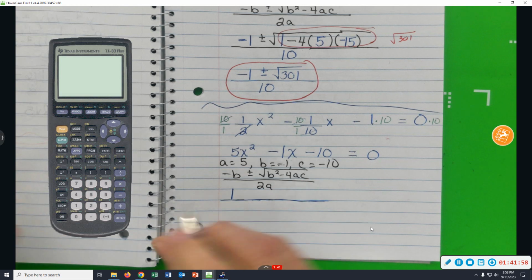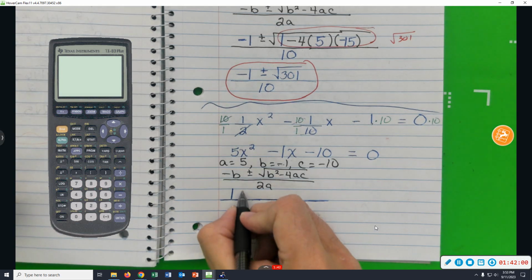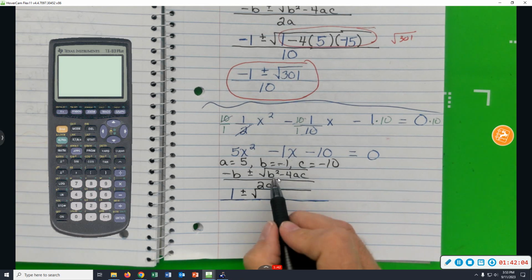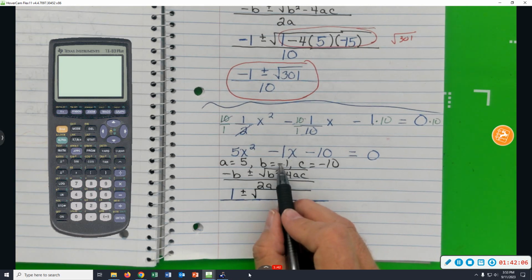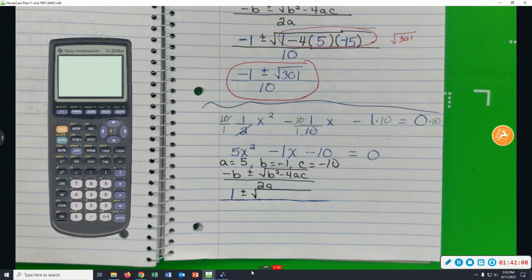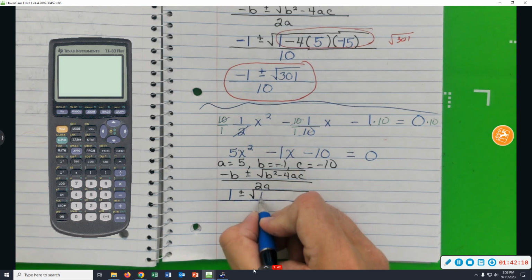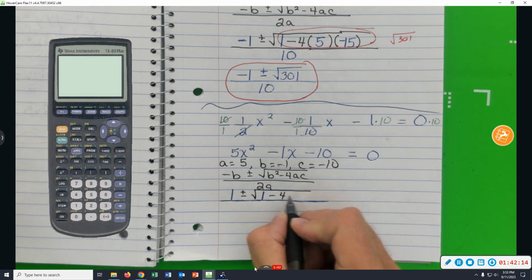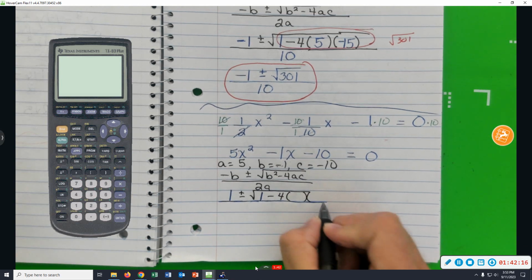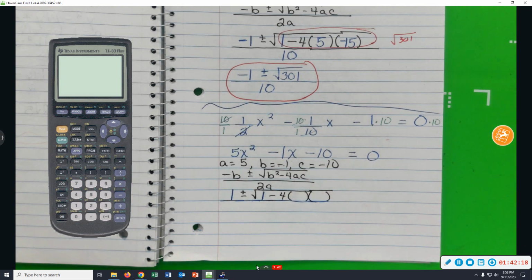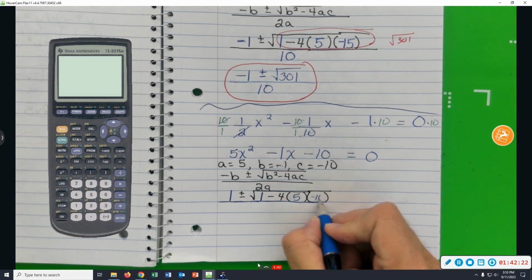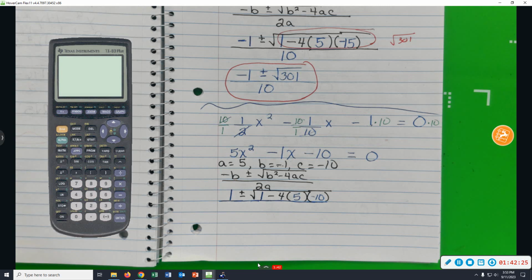Plus 1, then plus or minus. Okay, so b squared. Negative 1 times negative 1 is 1. Minus 4 times a times c: 4 times 5 times negative 10, all over 2 times a.